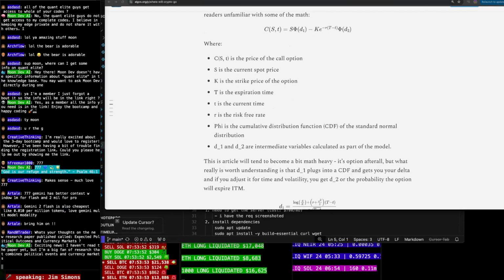Don't run with the pack. If everyone is trying to solve the same problem, or a whole group of people, if that's the latest and greatest thing to do, don't do that. Do something original. Don't follow the pack. What's your thoughts on the new research paper published called Expected Political Outcomes in Currency Markets?